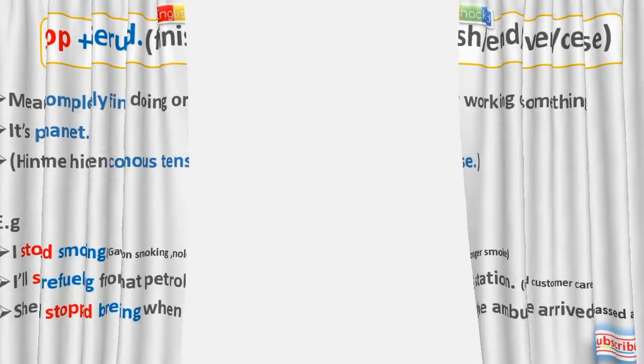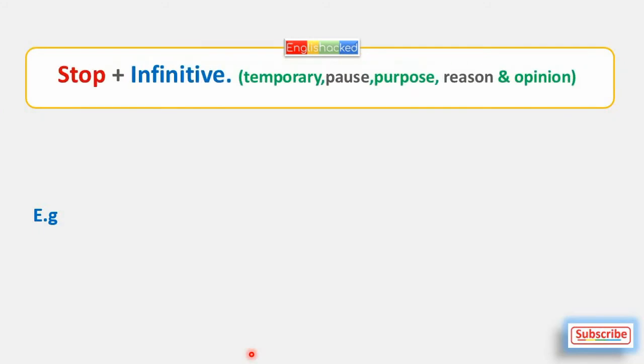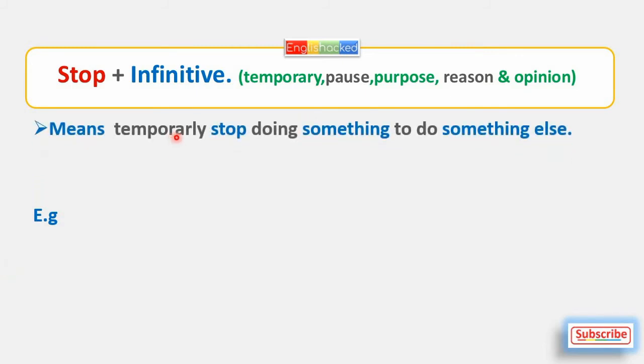Okay, let's go to the next verb with infinitive. So when you see stop and then infinitive, what does it mean? It means there's a temporary pause. You stop temporarily to do something else. It can be for a purpose, for a reason, or an opinion. So here we use stop plus infinitive. You pause a bit and do something else.